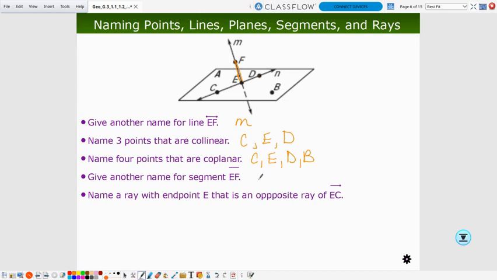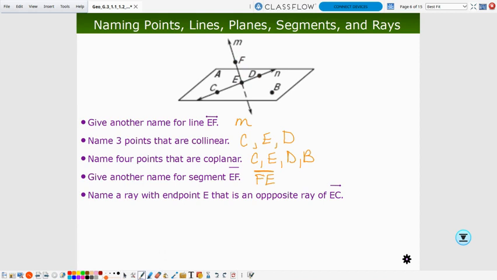We could call it segment FE, because it's not a ray and doesn't have a certain endpoint that you have to start naming it with. Name a ray with endpoint E that is an opposite ray of EC.